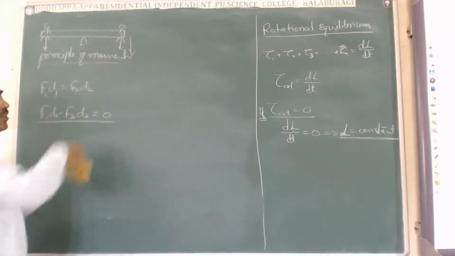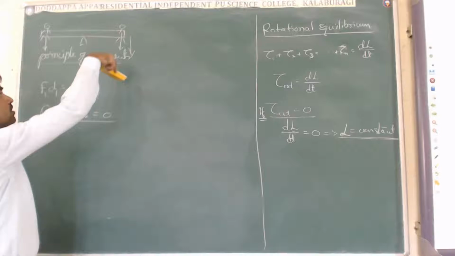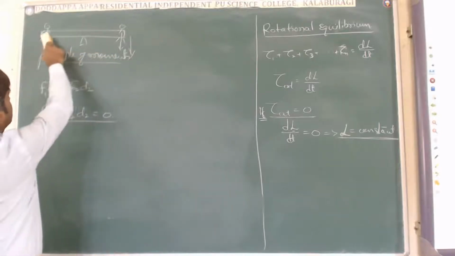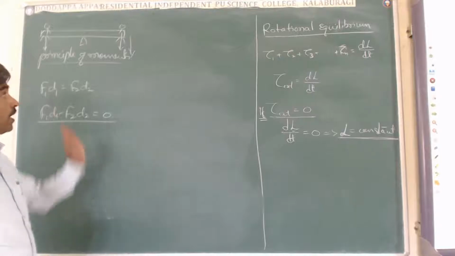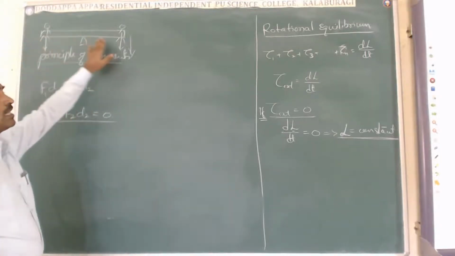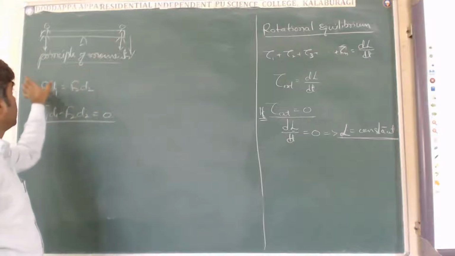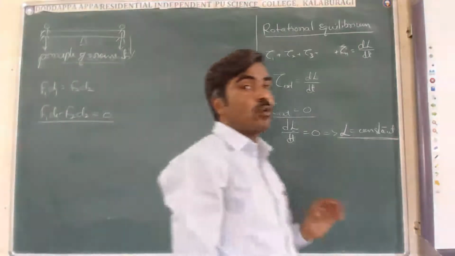If a child sits here, then only one side's force is applied, but the other end will move upward. It will not balance unless another force acts on it. It is a simple concept. So this we call the principle of moments.